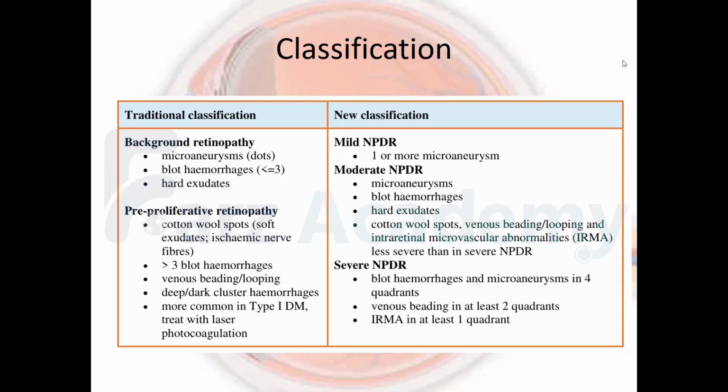In mild, it is classified as one or more microaneurysms. In moderate, there will be microaneurysms, blot hemorrhages, hard exudates, cotton wool spots, venous beading and looping, and intraretinal microvascular abnormalities. And it is a milder variant of the severe non-proliferative diabetic retinopathy. In severe, what extra you see is more venous beading in at least two quadrants in the fundus and intraretinal microvascular abnormalities at least in one quadrant.